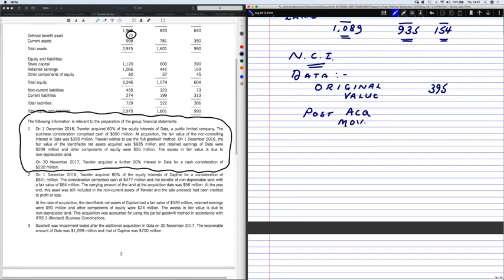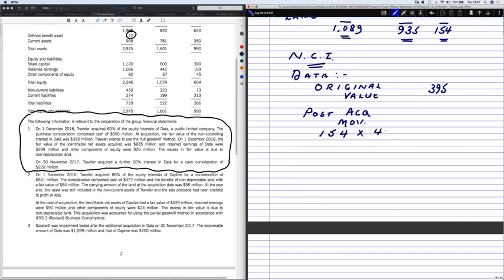Post-acquisition movement. Now, what is the post-acquisition movement? Of course, the post-acquisition movement is 154. Now, what is the share of that 154 that is owned by the NCI? What do you reckon? And of course, it is 40%. Absolutely right. It is 40%.